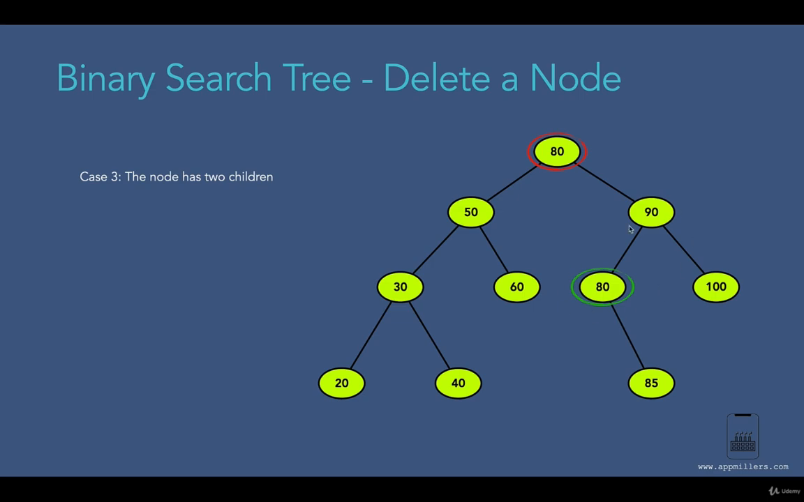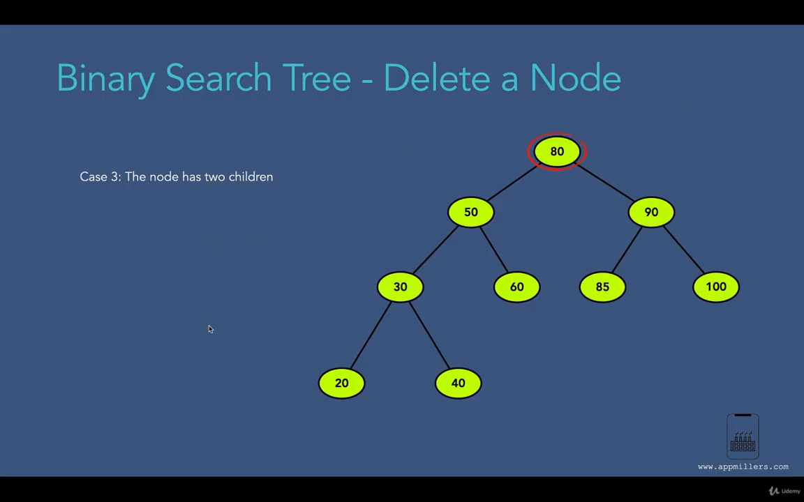Then we are going to delete 80 from here. So in this case, 80 is the left child of 90. This means that if we delete 80 from here, the child of 80 will be the left child of 90. So after deletion, 85 will move as the left child of this 90 over here. Now with this, we have successfully deleted a node in which we have two children. This is how deletion of a node in a binary search tree works.